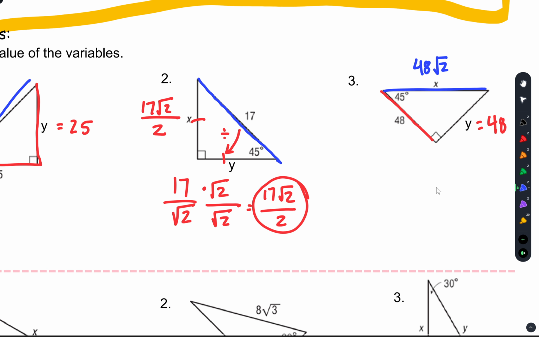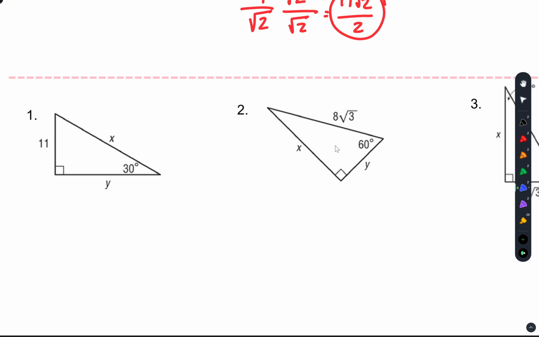We're going to move on to the 30, 60, 90s. Again, in the 30, 60, 90s, the most important side is that short leg. Everything has to come back to the short leg. So I already have the short leg, which makes it easy. The hypotenuse, I take that short leg, I'm going to multiply by 2 to get 22. And the long leg, I take that short leg, I multiply by radical 3. Nice and easy. Any questions on that?